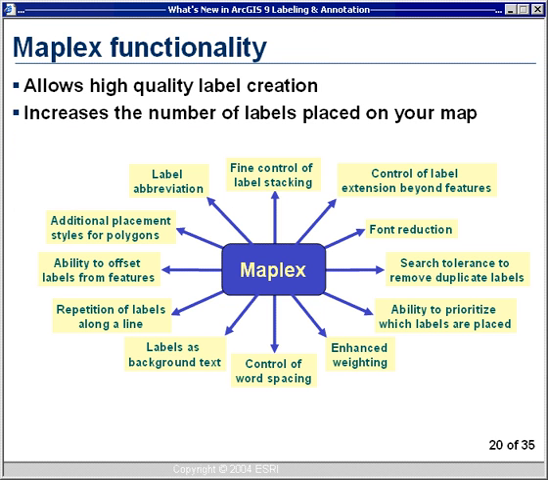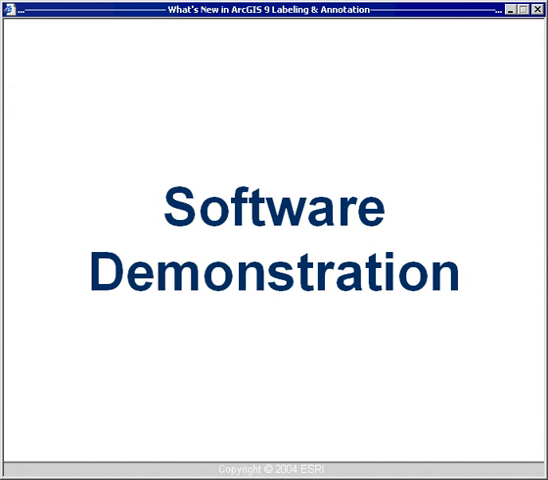Again, Maplex is the advanced label placement extension for ArcMap. It provides us with a special set of tools that allow us to improve the cartographic quality of the labels on our maps. It has a wealth of functionality, and we've only touched on a few benefits, so I encourage you to learn about the other benefits that Maplex has to offer.